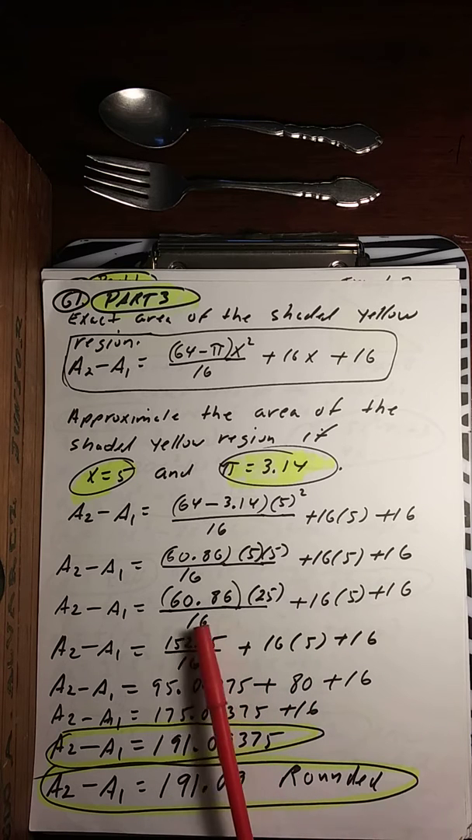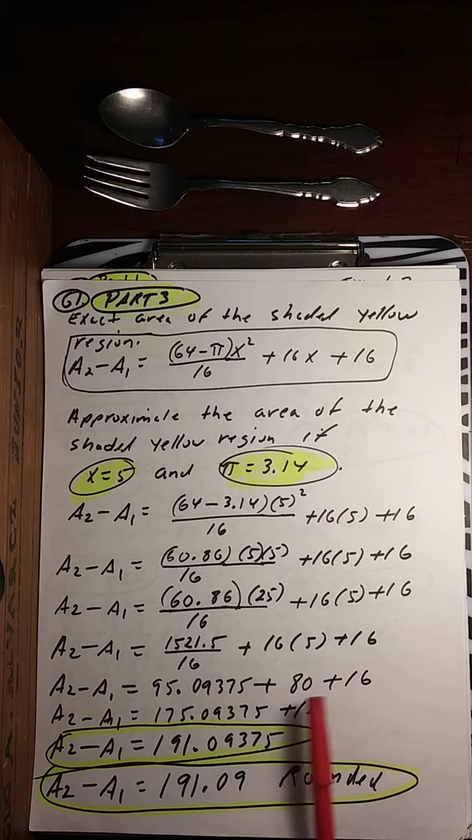So now we have this number divided. It's 95.09375 plus 80 plus that. This and this is this number, 175.09375, plus 16 is 191.09375, or rounded to 191.09.